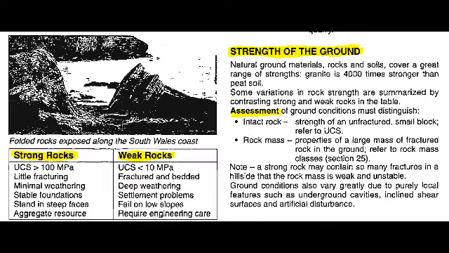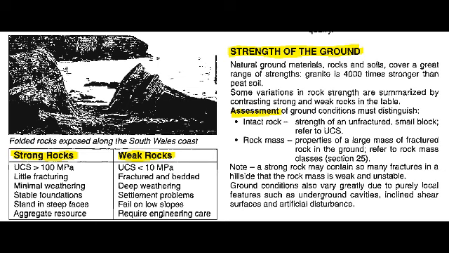Strength of the ground. Natural ground materials, rocks and soils, cover a great range of strengths. Granite is 4,000 times stronger than peat soil. Some variations in rock strength are summarized by contrasting strong and weak rocks in the table, which you can see on the left side of this slide.